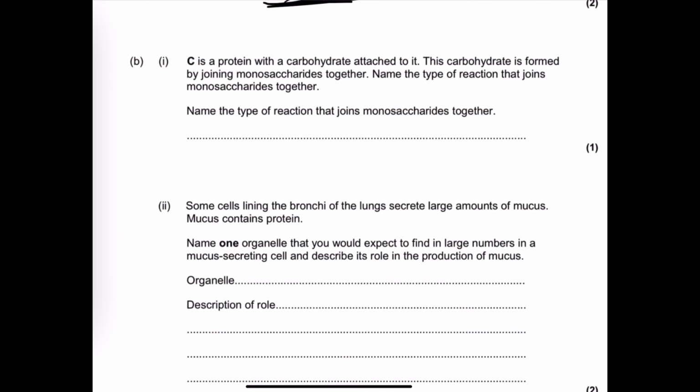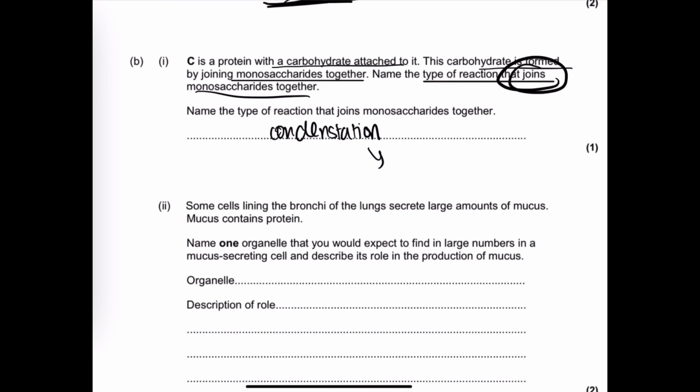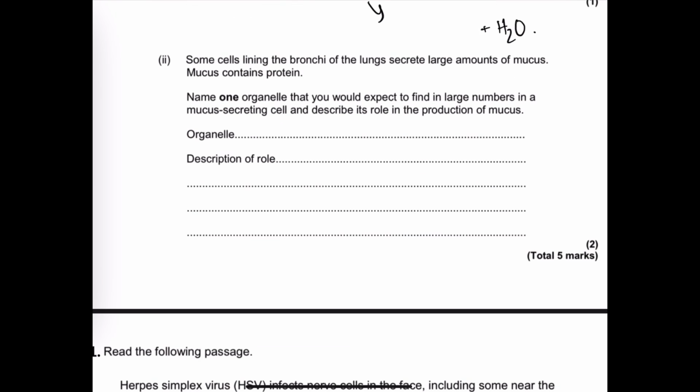So B(i), C is a protein with a carbohydrate attached to it. The carbohydrate is formed by joining monosaccharides together. Name the type of reaction that joins monosaccharides together. As soon as you see join, we know that this is a condensation reaction. If they said separated, this is a hydrolysis reaction. So a condensation basically means that they join together and then H2O, water, is also released.